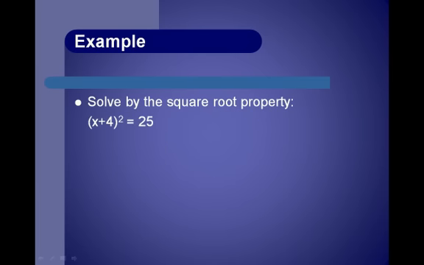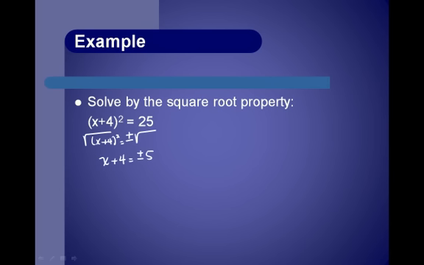Okay, what about this one? X plus 4 squared equals 25. Well, this is of the form something squared equals a number. The square root property says to get rid of the square, we're going to square root. If we square root one side, we have to square root both sides, and then we have to consider the positive and negative root on one of the sides. Well, the square root of x plus 4 squared is just x plus 4. The square root of 25 is 5, but we have to consider the positive and negative of 5.